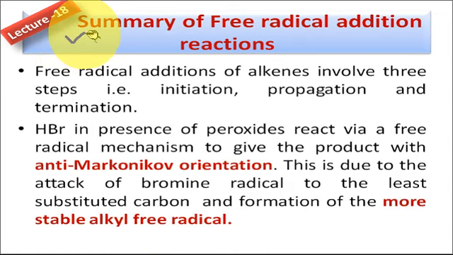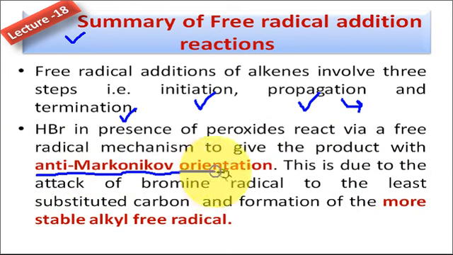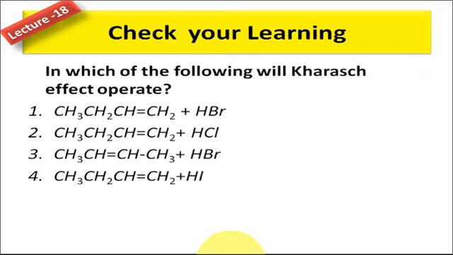So let us summarize the free radical addition reactions. Free radical addition reactions take place by chain mechanisms which involve initiation step, propagation step and termination step. Since in the propagation step formation of the more stable free radical takes place, the addition occurs in an anti-Markovnikov manner. The second important point is that HBr in the presence of peroxide reacts by the free radical mechanism to give the anti-Markovnikov orientation of the product. This is due to the attack of the bromine radical on the least substituted carbon and formation of the more stable alkyl radical. That's all for the free radical addition reaction.